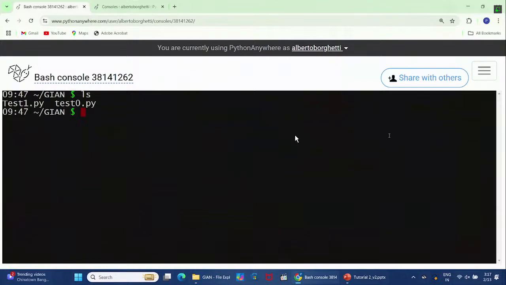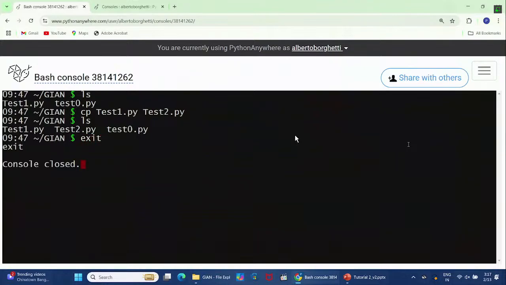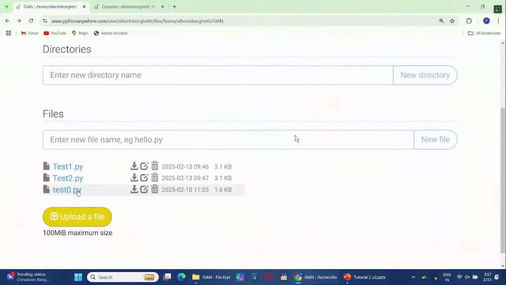And so we can copy the test1.py with another name. So, for example, cp test1.py test2.py. And then, if you see ls, we have the list. We can exit also here. So the console is closed, so we can go back. We are here, also test2.